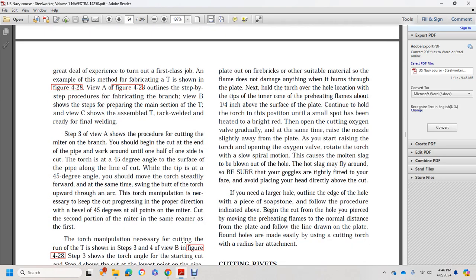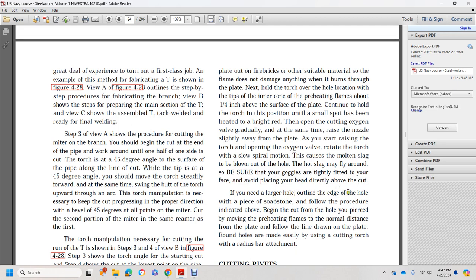Plate on fire breaks out of the shoot of material, but the flame does not damage anything that burns through the plate. Hold the torch over the location where the hole is to be pierced, with the tip over the inner core. Hold the preheating flames about 1/4 inch above the surface of the plate. Continue holding the torch in position until the small spot being heated is bright red. Then open the cutting oxygen gradually. At the same time, raise the nozzle slightly over the plate as you start to raise the torch. Opening the oxygen valve, rotate the torch in a slow spiral motion. This causes the molten slag to be blown out of the hole. The hot slag may fly around, so be sure that your goggles are fitted tightly to your face, and avoid placing your head directly above the cut.